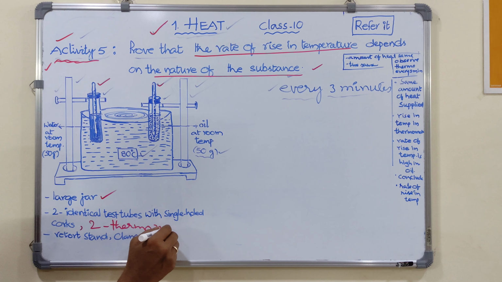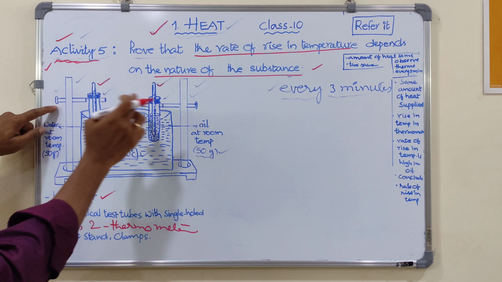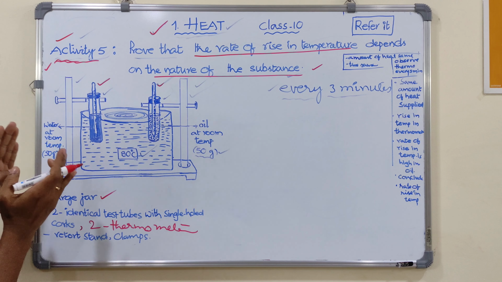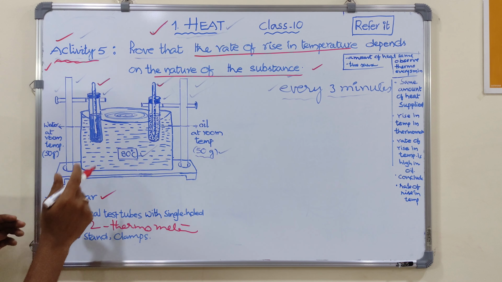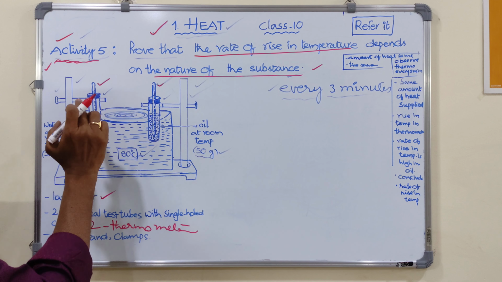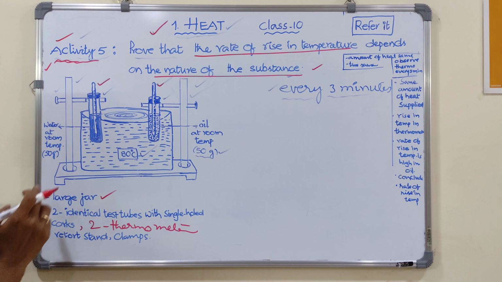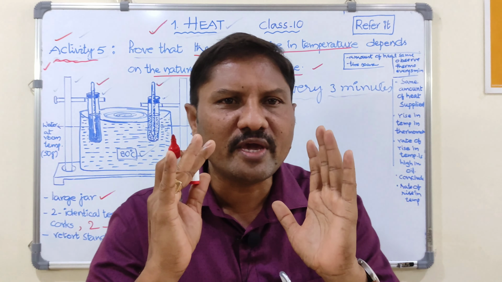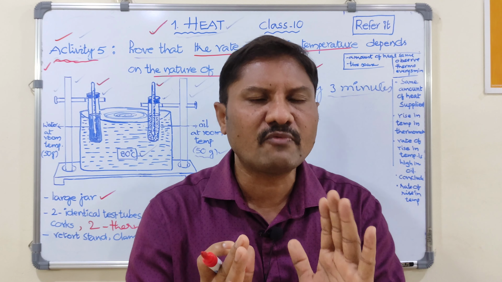2 thermometers. And next, a retort stand and clamps. So, the materials needed for this activity are a large jar, 2 identical test tubes with a single hole cork, 2 thermometers, and then a retort stand. So, these are the materials needed. Now we are going to see how we can arrange these materials for this activity.